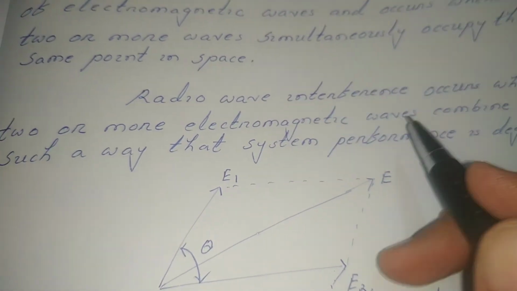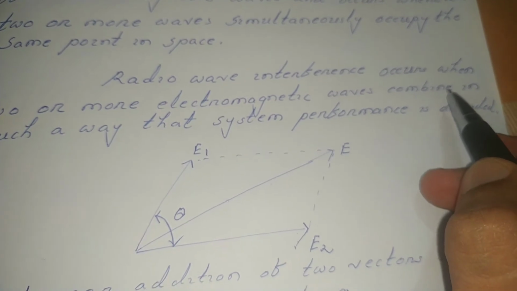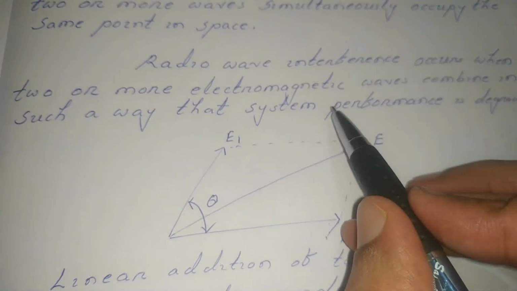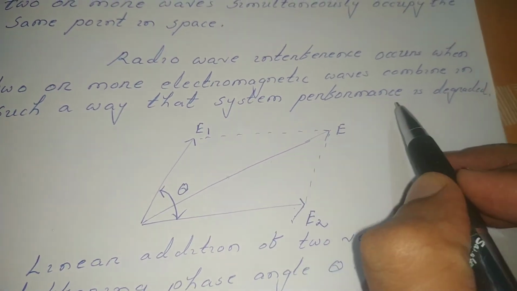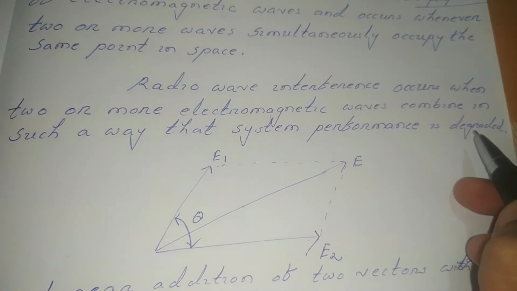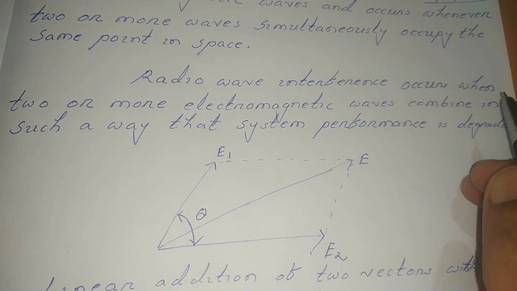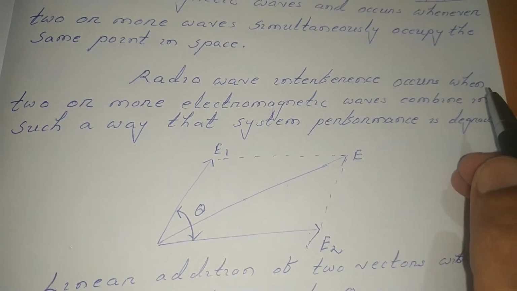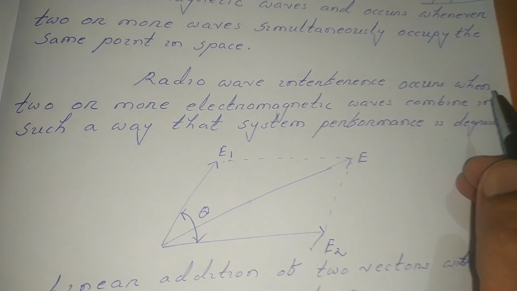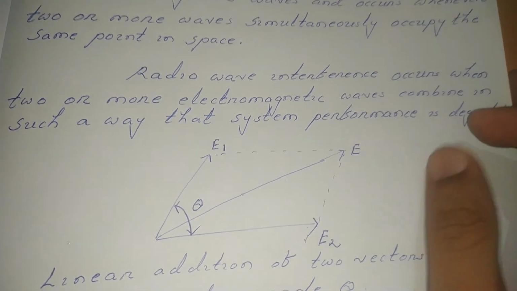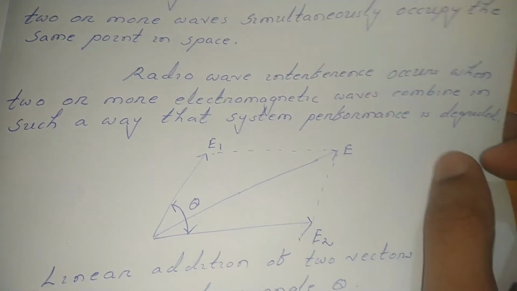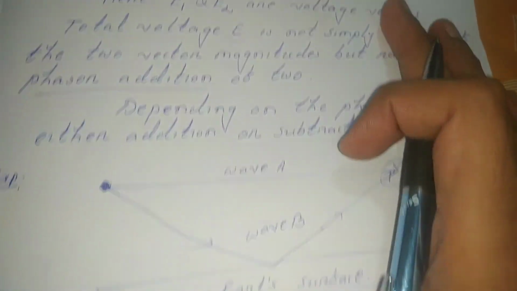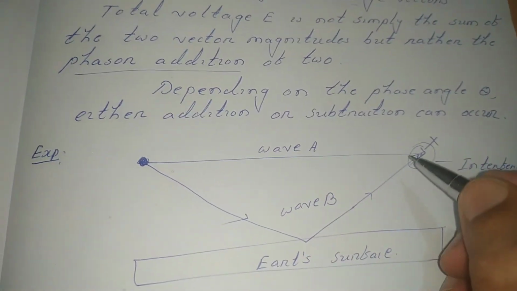Okay. Then another thing is that radio wave interference occurs when two or more electromagnetic waves combine in such a way that the system performance is degraded. From physics you know that interference may be constructive or destructive in nature. In data communication, radio wave interference is destructive in nature. That means your system performance is degraded by interference.